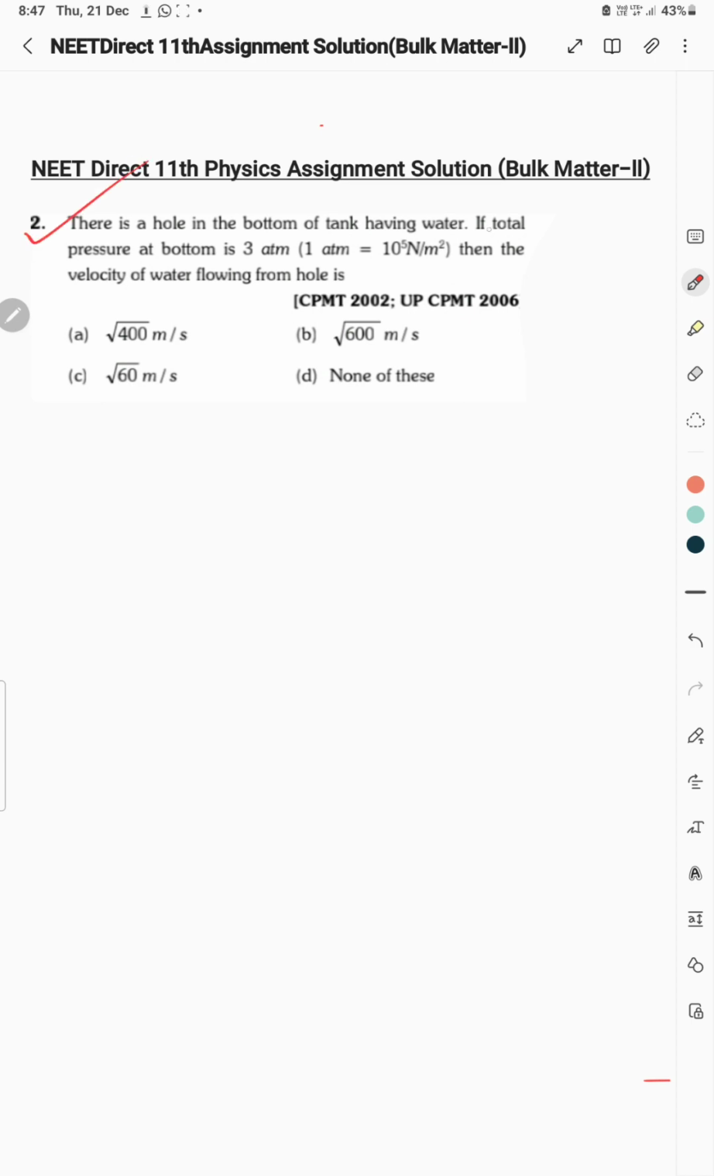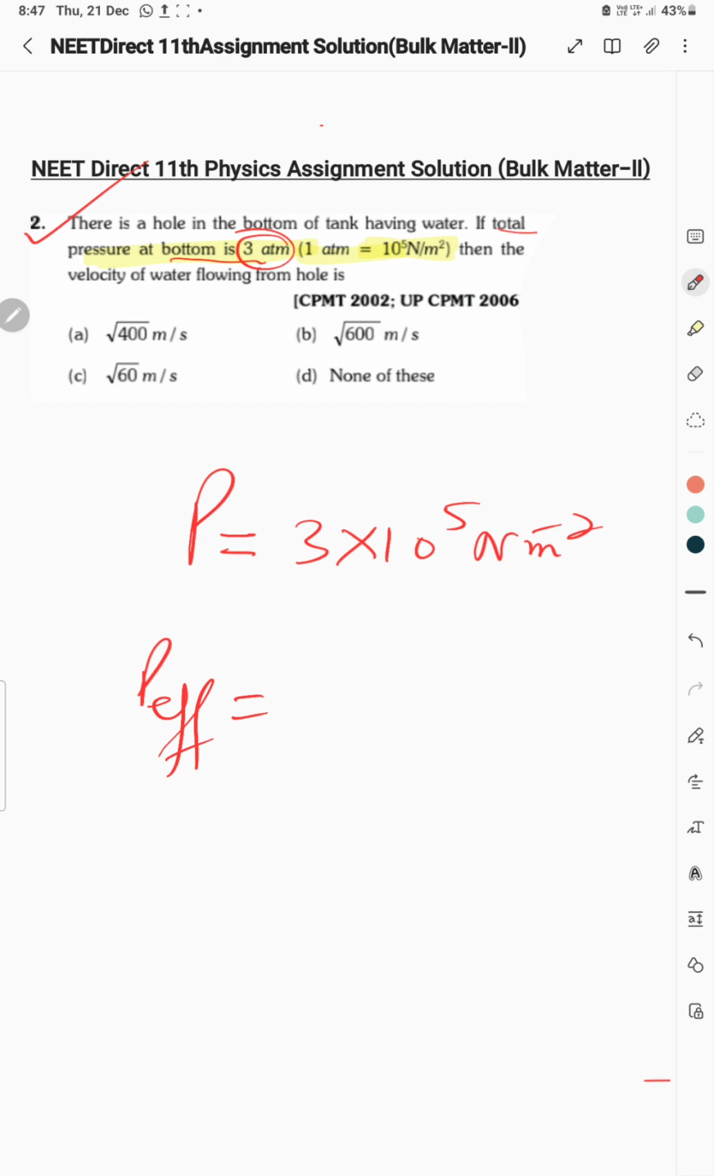There is a hole in the bottom of a tank having water. If total pressure at the bottom is 3 atmospheres, well, this is a tricky point. First thing, you should know that 1 atmosphere is 10 power 5 Newton per meter square. Second thing is, when it says a total pressure, it means pressure due to water as well as pressure due to the atmosphere. So in short, the total pressure that's given to be 3 atmosphere, I am changing this to Newton per meter square. It's 3 into 10 power 5, but the effective pressure is what's given here.